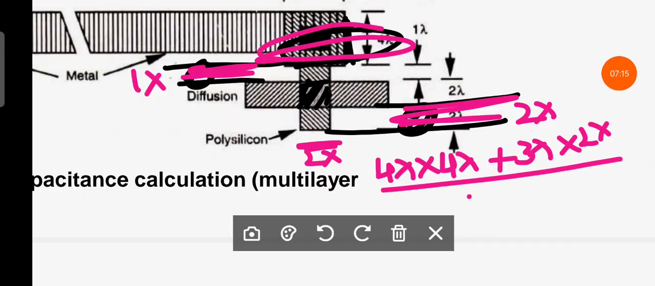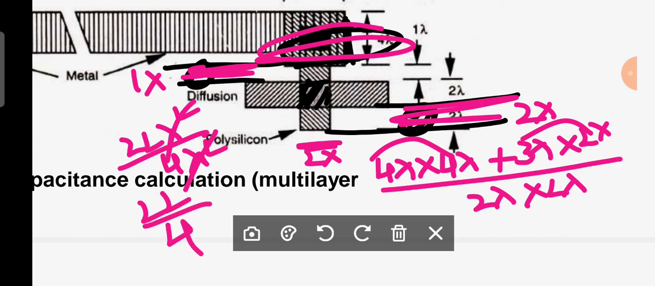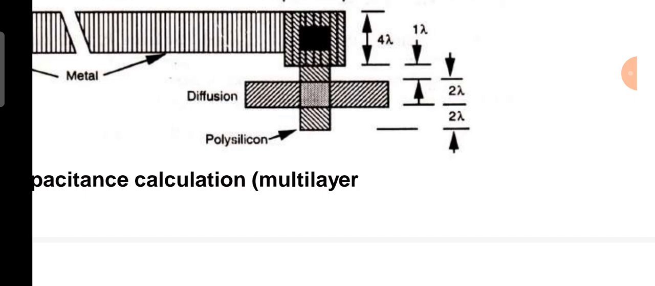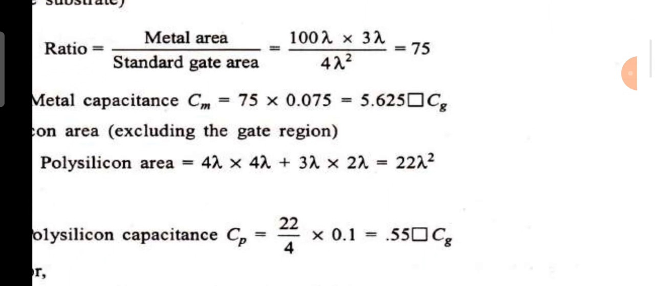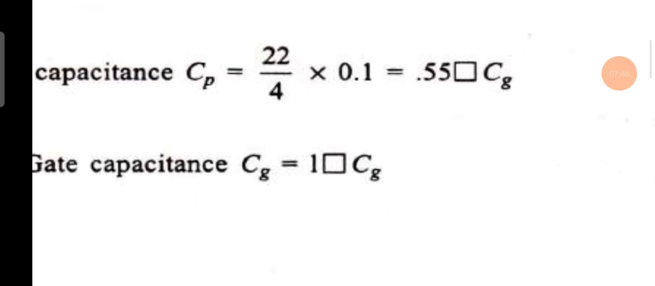Divided by what is the standard area? 2 lambda into 2 lambda. Is it okay? In this manner, 4 into 4 is 16 lambda square, 3 into 2 is 6 lambda square. Therefore, 16 lambda square plus 6 lambda square, 22 lambda square divided by 4 lambda square. Lambda square gets cancelled, that is 22 by 4. Is it okay, all of you? Now, you can observe relative area we have calculated successfully here. Okay, now what is the relative C value in a sense?